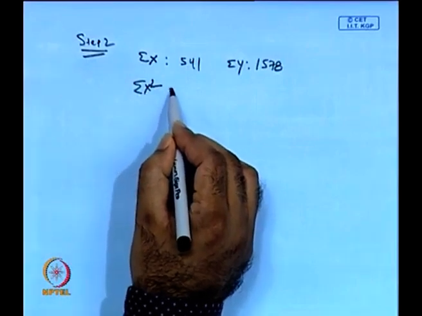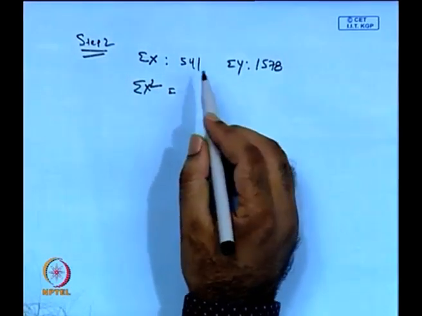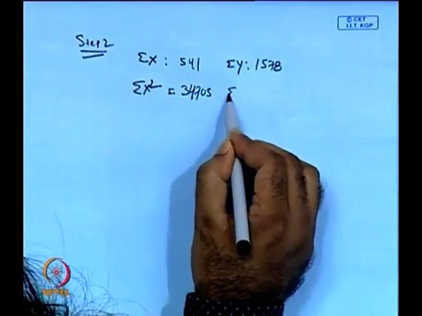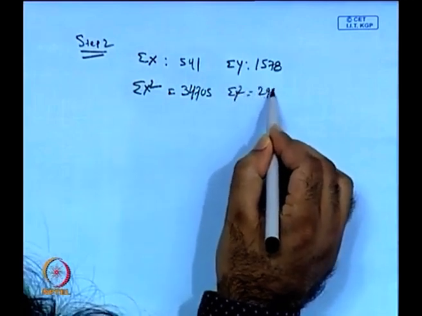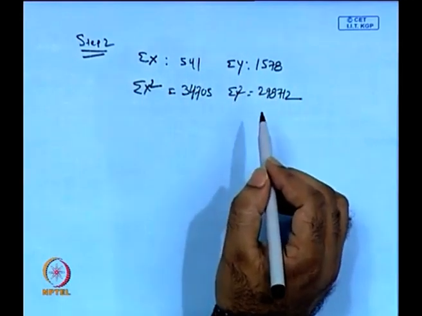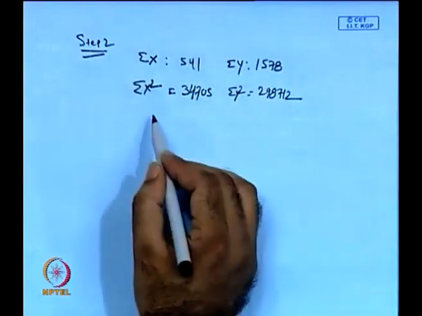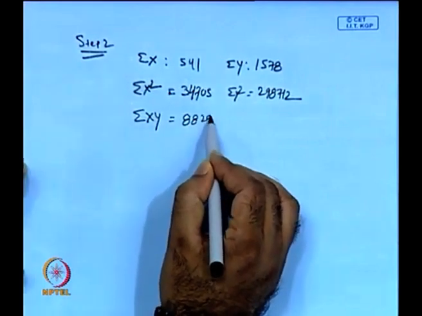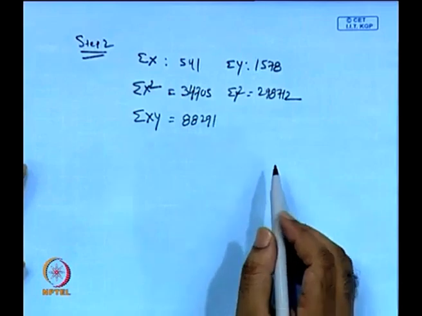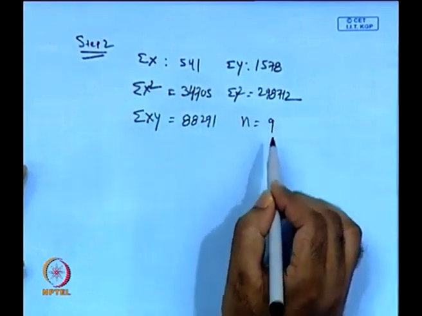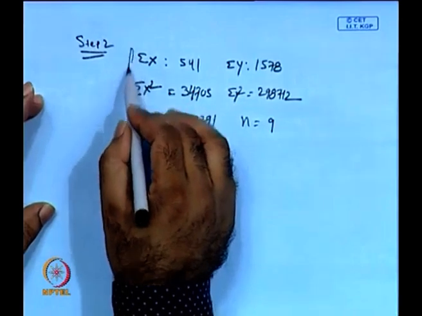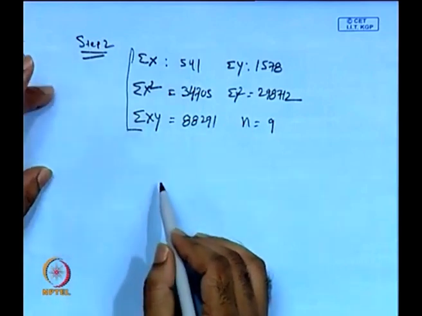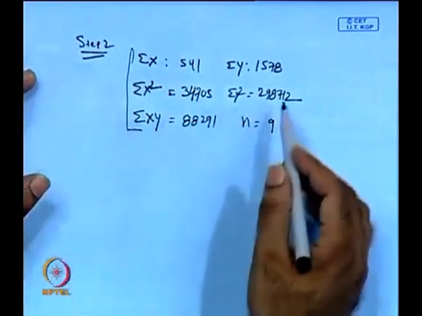Summation x square is equal to 34705, and summation y square is equal to 298712. Similarly, there is another component, summation x y, which is nothing but 88291, and obviously n is equal to 9. So, this is the first process in step 2, corresponding to step 2.